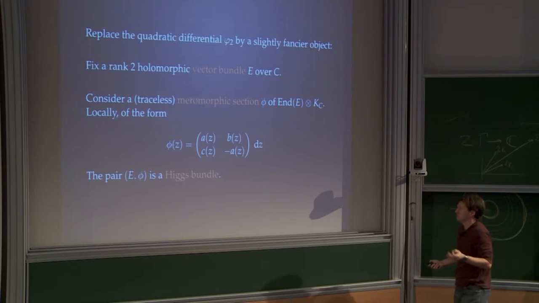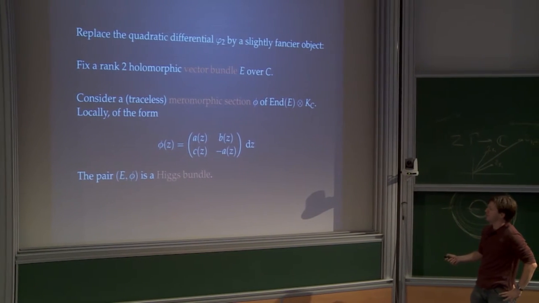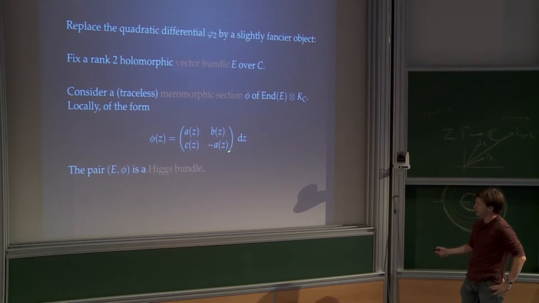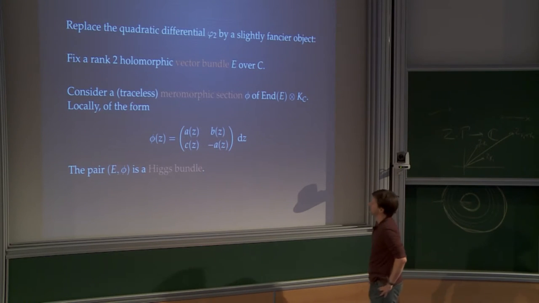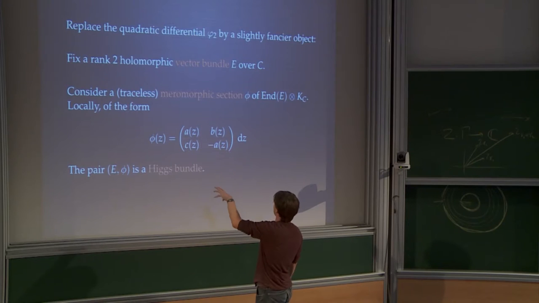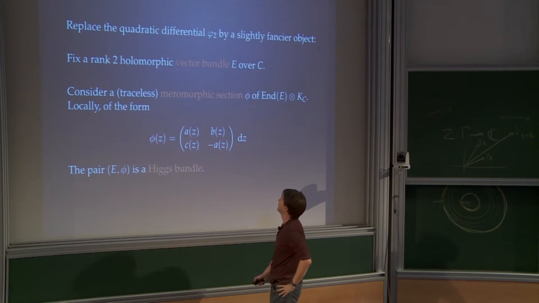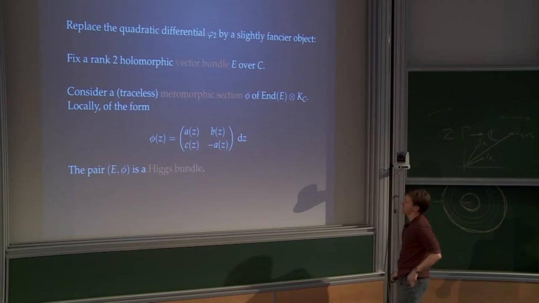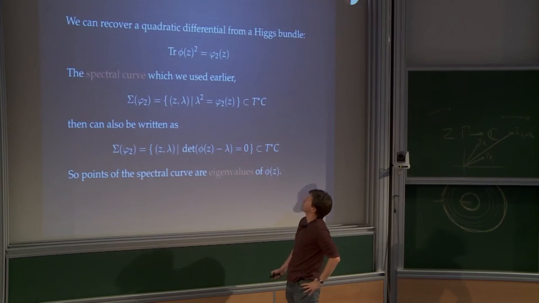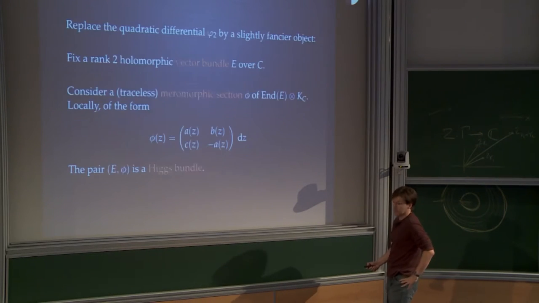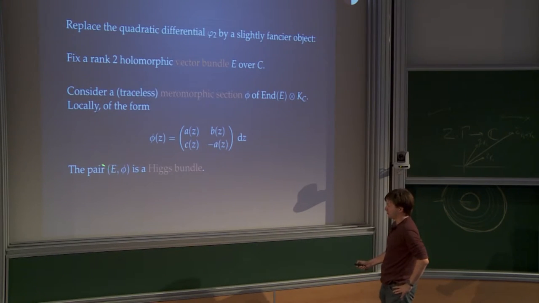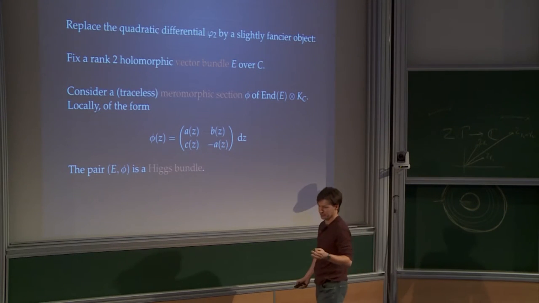Locally, what does it concretely mean? It just means we're making a matrix of one-forms, so a matrix of meromorphic functions like this. That's what it looks like in every local patch where I choose a trivialization of this vector bundle. The pair of a holomorphic vector bundle plus this one-form valued endomorphism, that pair is called a Higgs bundle.